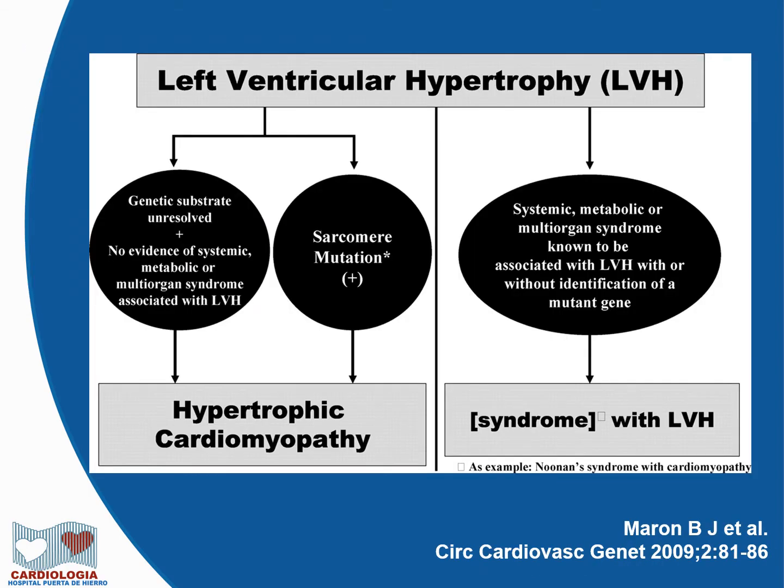So, according to the definition established by the Americans, we can have hypertrophic cardiomyopathy due to sarcomere mutations, or otherwise we can also have syndromes with LVH, left ventricular hypertrophy, due to systemic, metabolic, or multi-organ syndromes.